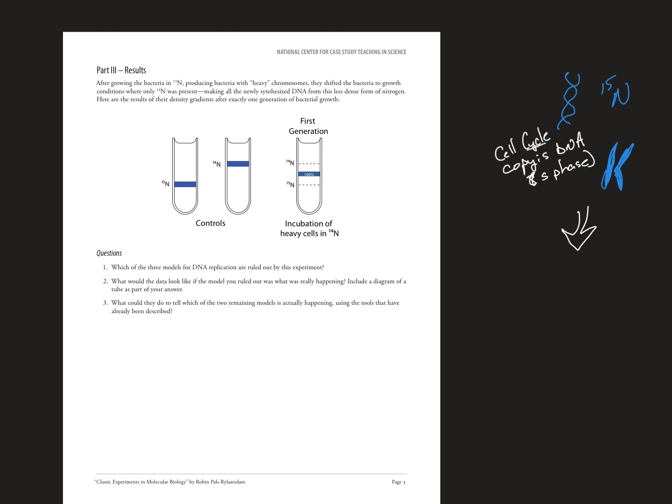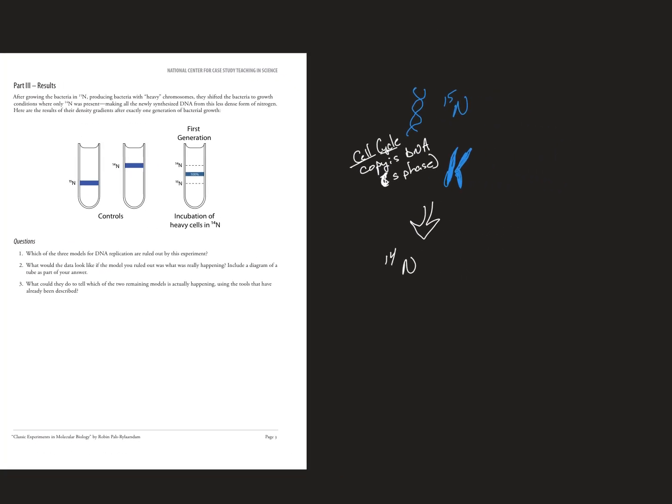Because remember, DNA is copied during S phase of the cell cycle, not during mitosis. Mitosis is separation of the nucleus. So after some time, we switch it over to nitrogen 14. If we did that, you have some nitrogen that was heavy, and now it's not heavy. Red in this case is going to be the lighter version.